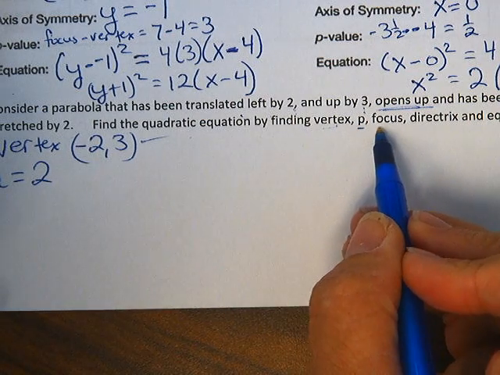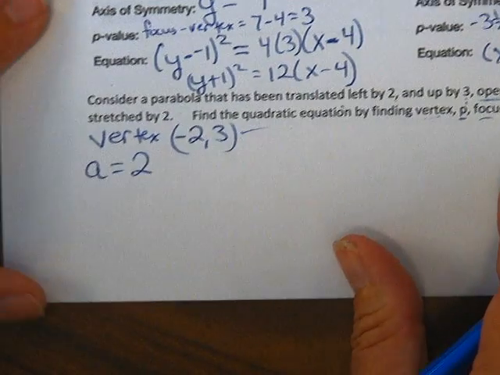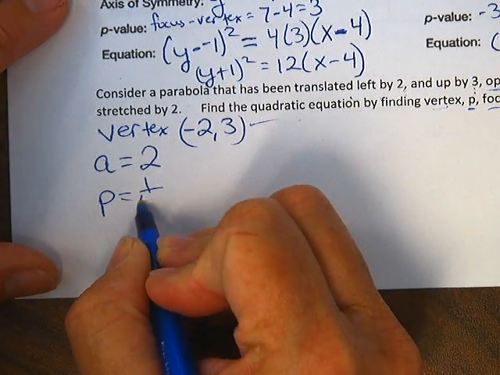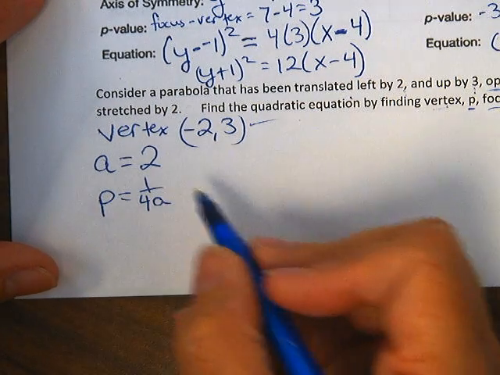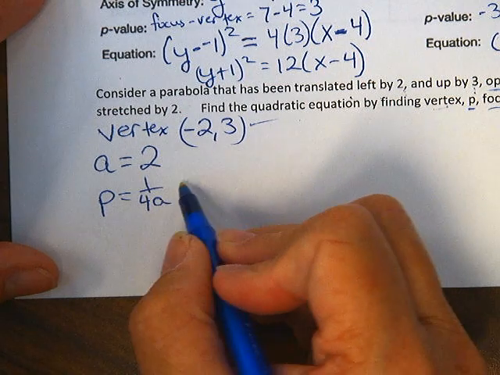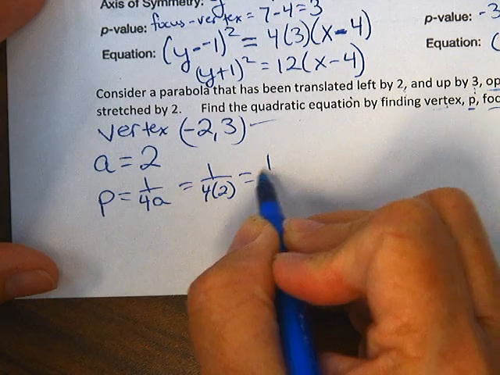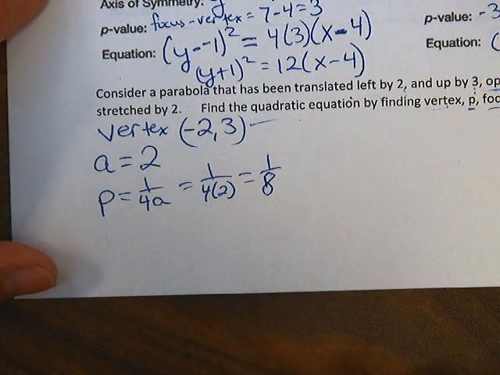So we want to find our quadratic equation by finding the vertex, which, okay, I've got that, p, the focus, directrix, and then the equation. Okay, so to find p, if you remember, is equal to 1 over 4a. So let's just substitute in our a, which is 2. So this is equal to 1 over 4 multiplied by 2. So it equals 1/8. So p in this problem is 1/8.